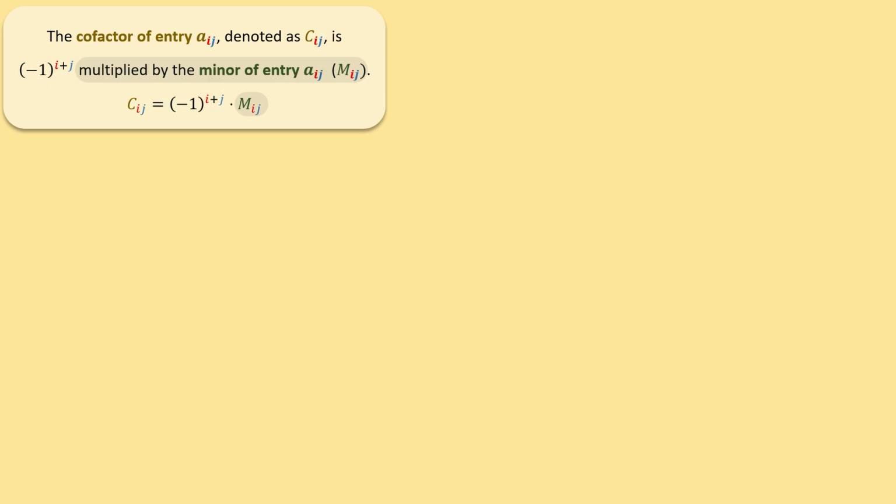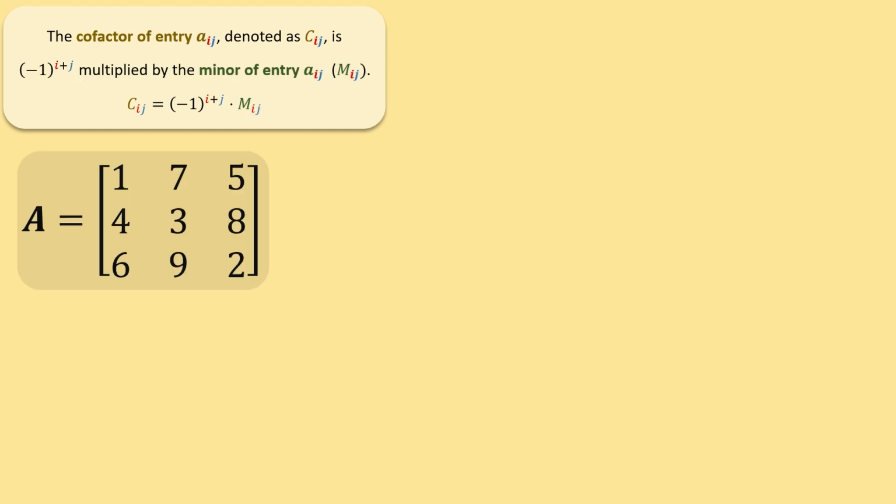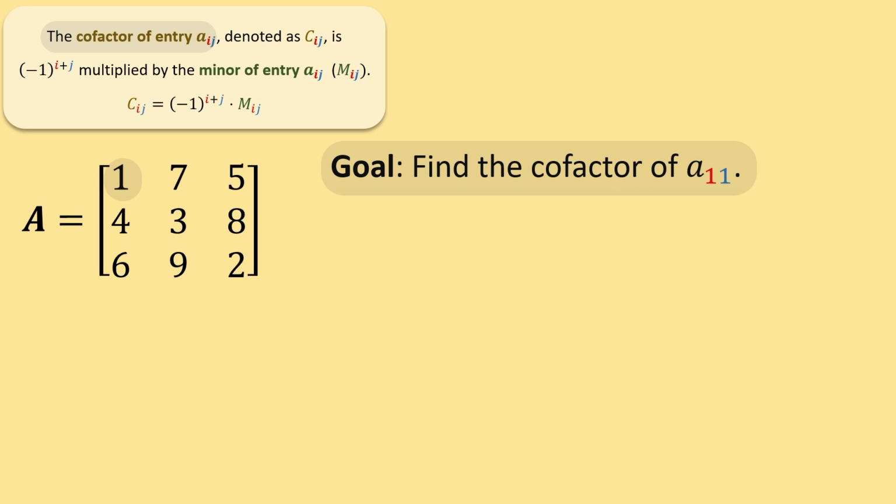The cofactor of entry a sub ij, denoted as capital C sub ij, is equal to -1 raised to the i plus j power multiplied by the minor of a sub ij, denoted as capital M sub ij. For example, consider the following 3x3 square matrix A. What is the cofactor of the entry a sub 1, 1?